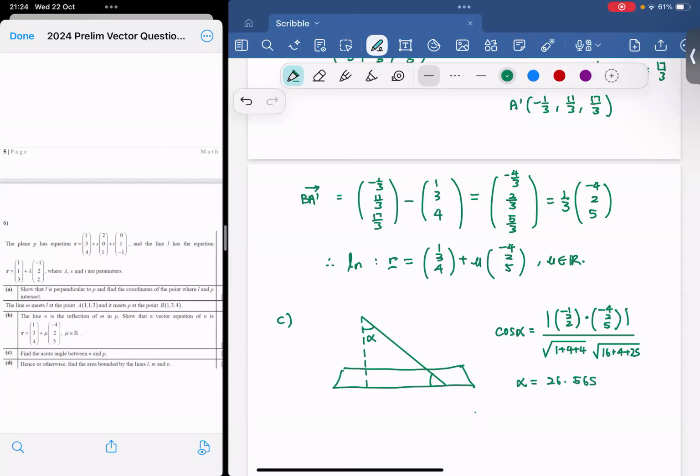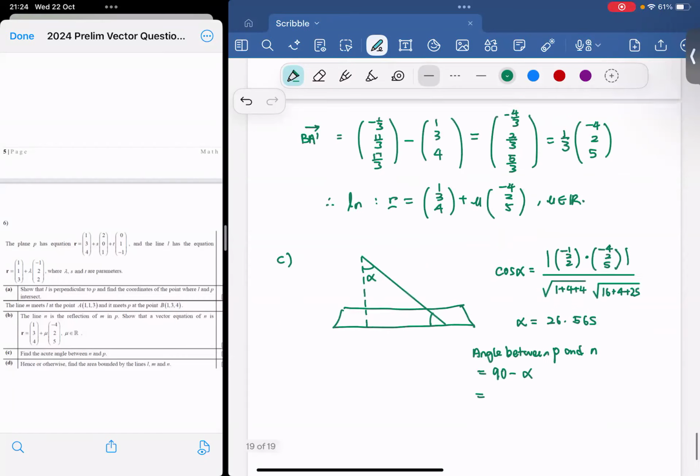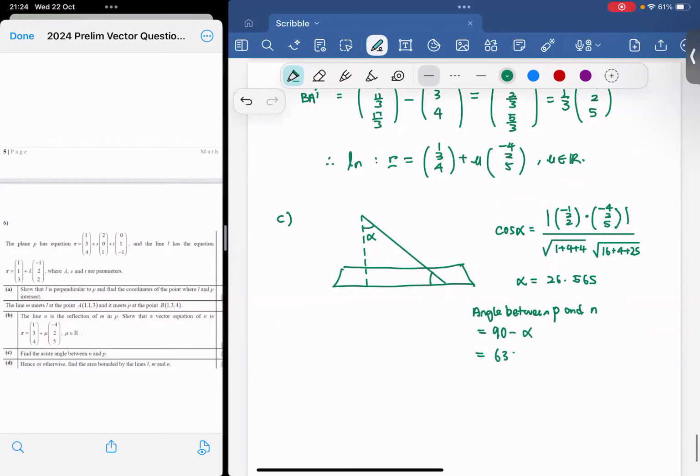26.565. So the angle between P and N will be equal to 90 minus alpha, which is 63.4 degrees. Okay, of course, some of you can use the sine instead. You straight away use sine alpha equals to that, sine theta equals to that. Then you do sine inverse, you will get the same answer also.